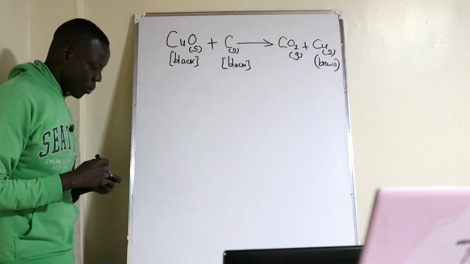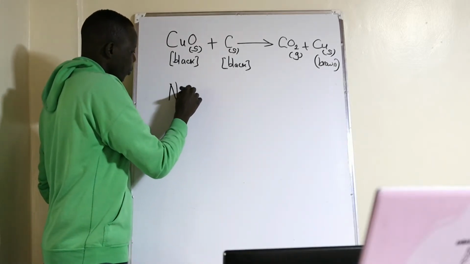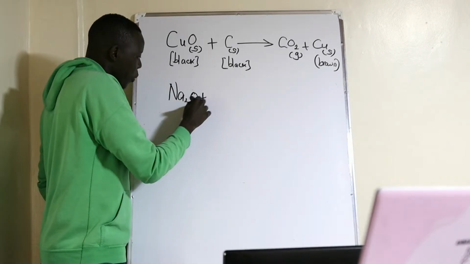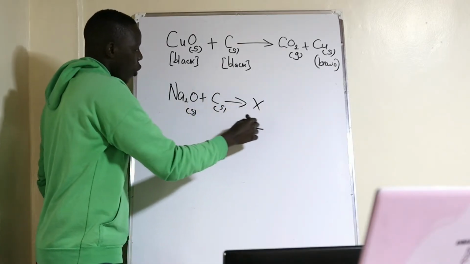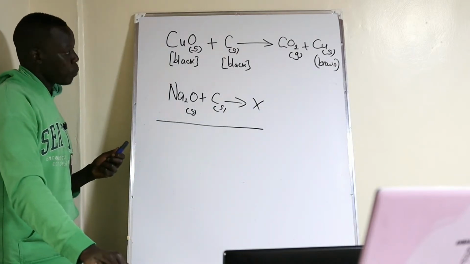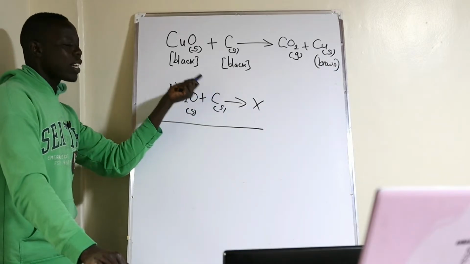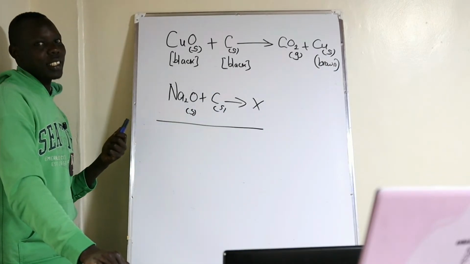But, for example, if we have sodium oxide plus carbon, in this case, there will be no reaction. Why? Carbon is below sodium in the reactivity series.